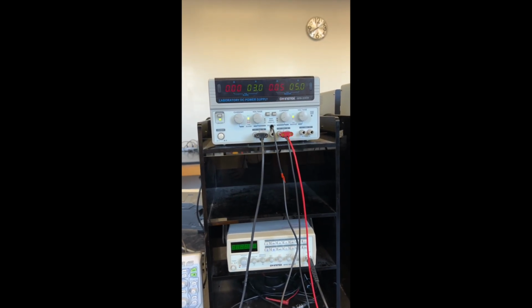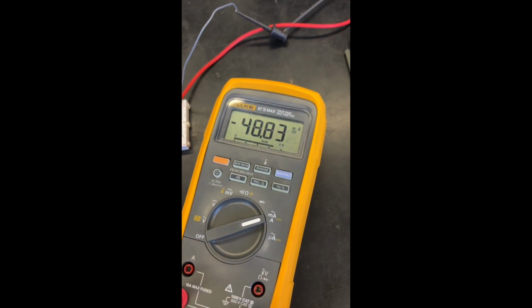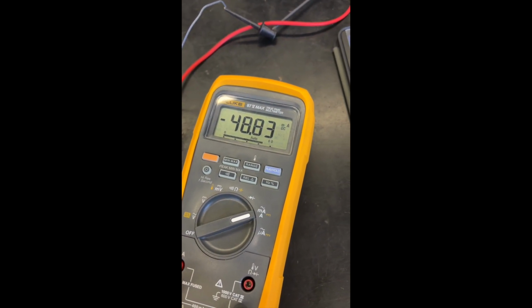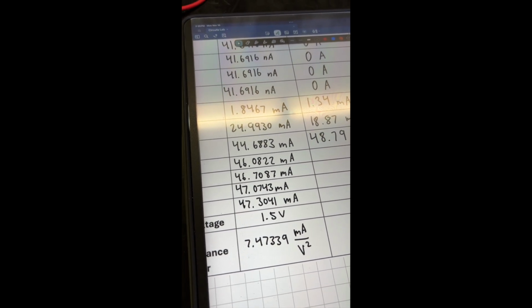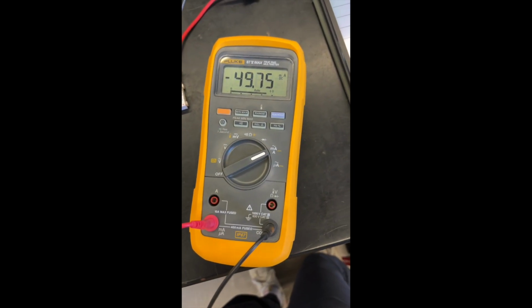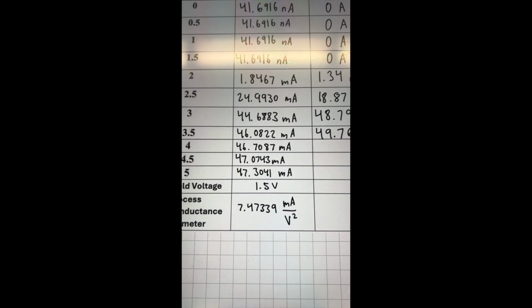All right, now looking at an input of 3 volts, I'm getting a drain current of 48.83 milliamps, and my simulated was 44.688 milliamps. For 3.5 volts, I'm getting 49.75 milliamps, and I simulated 46.08 milliamps.